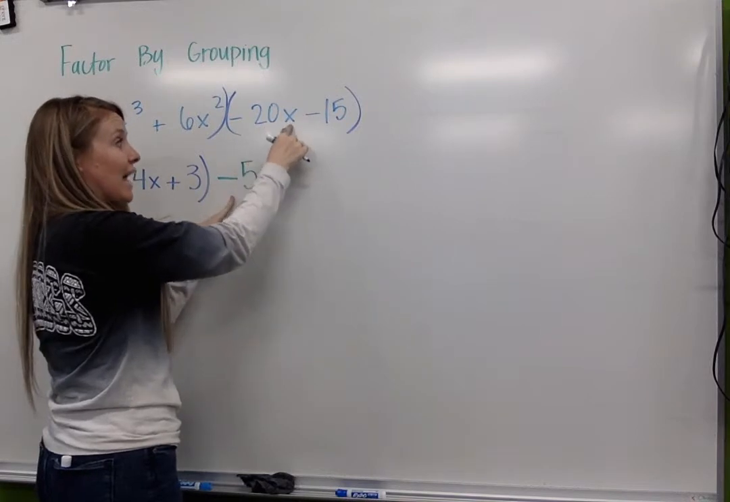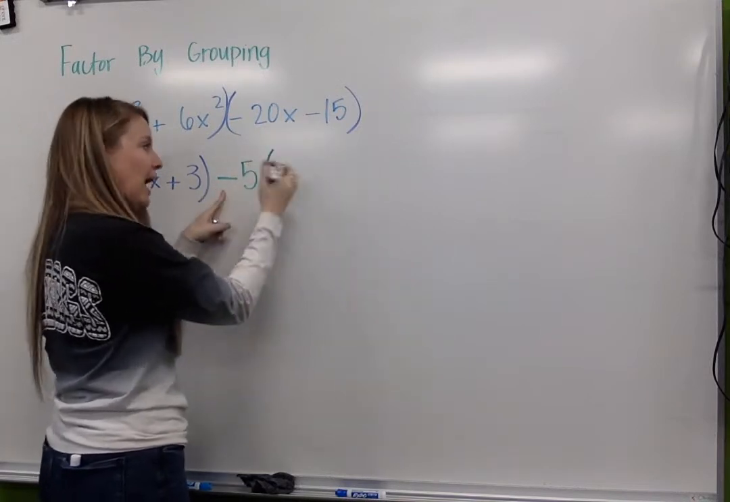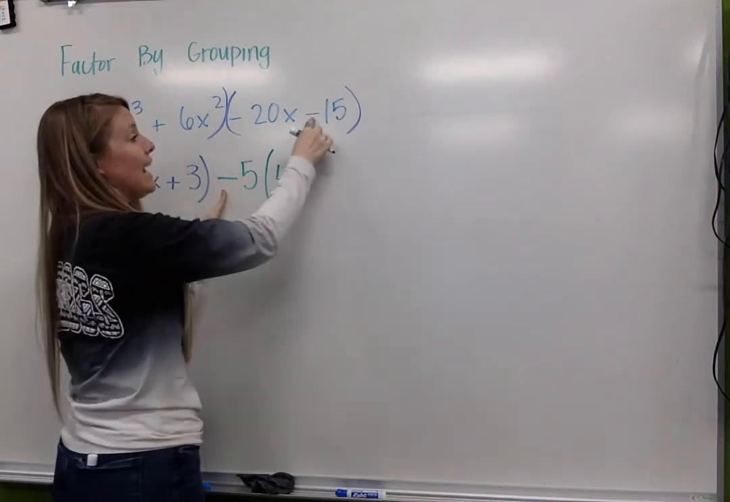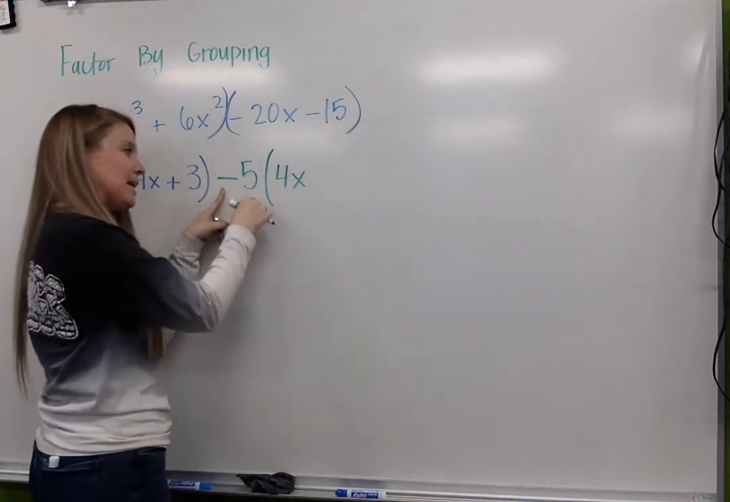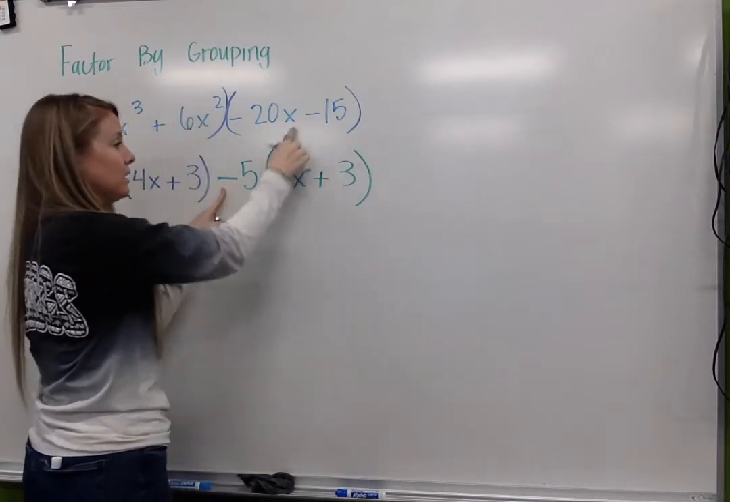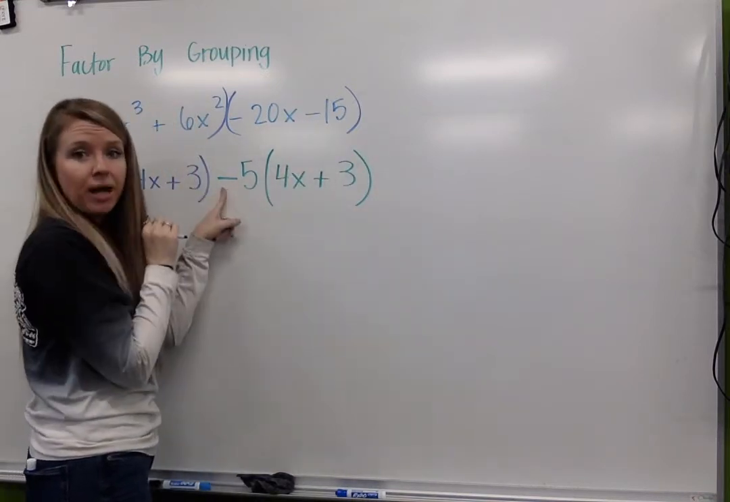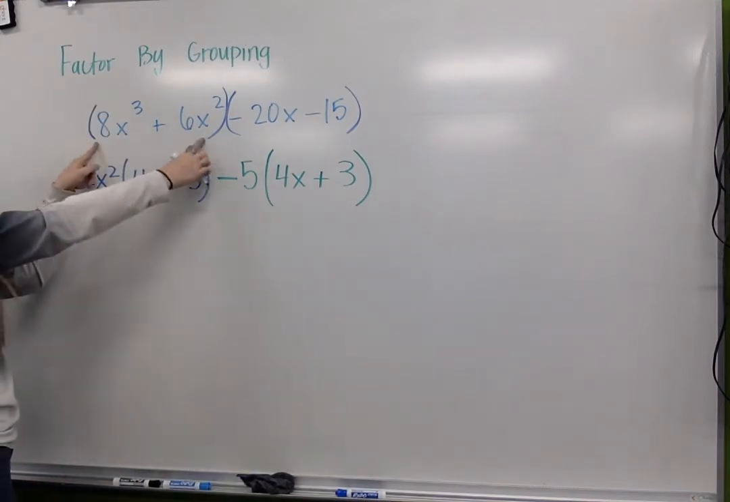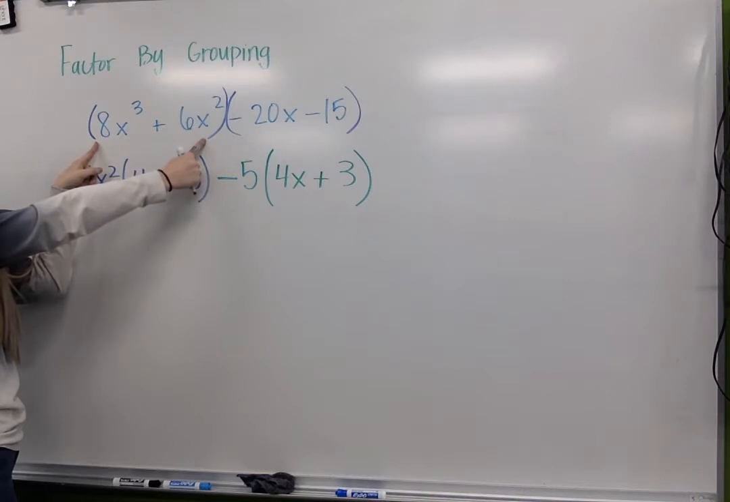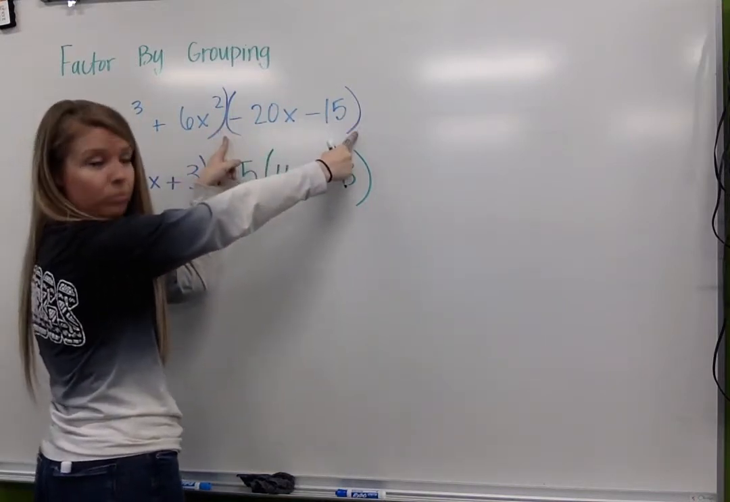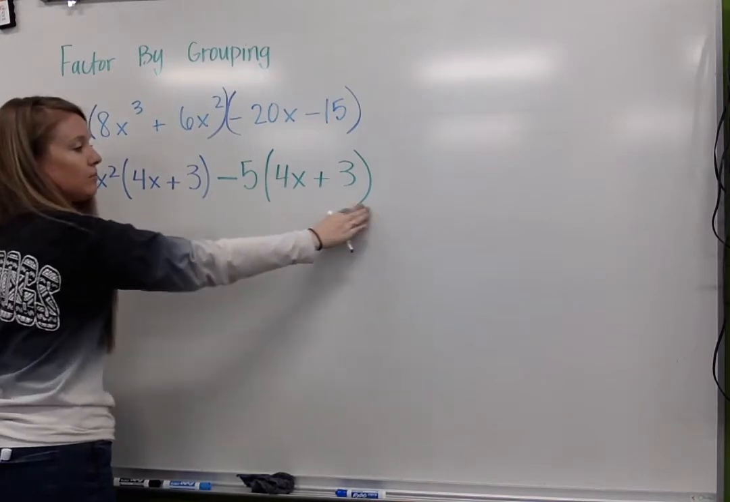Negative 20x divided by negative 5 is positive 4x. Negative 15 divided by negative 5 is a positive 3. Negative divided by a negative is a positive. Okay? So now we have factored the first group, we factored out the GCF, and we factored out the GCF from the second group.